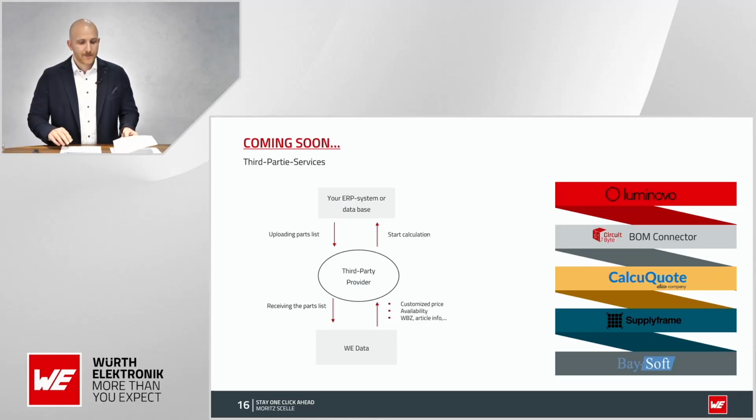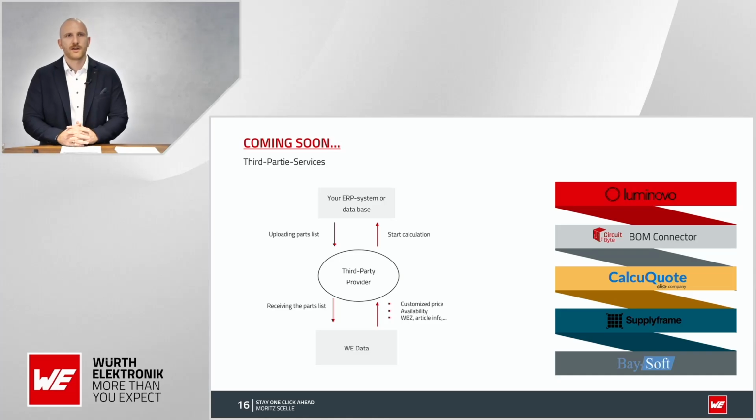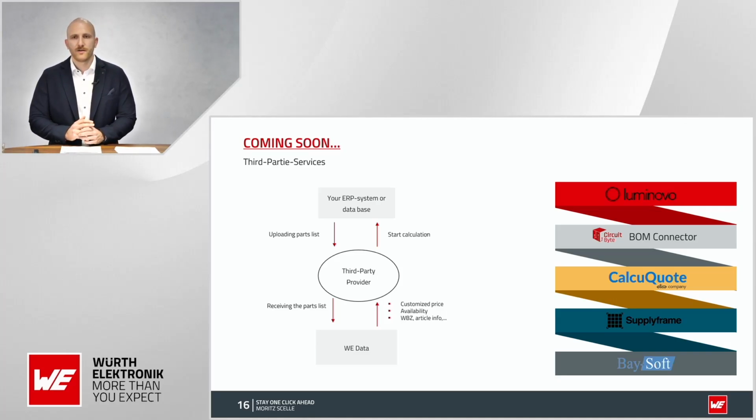Then there is a coming soon. We know that you are also working with some of our partners like Luminovo and BOM Connector, which are third-party services. We are also working at the moment on an RP 2.0 version. So it's a new version of the API I just showed you. And with this base, we will also be able to serve you through Luminovo, BOM Connector, and CalcuQuote.